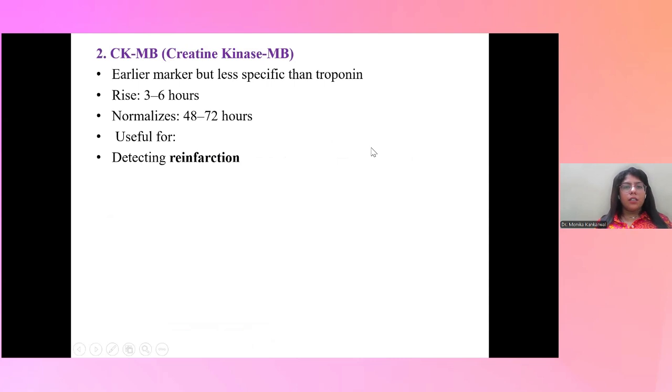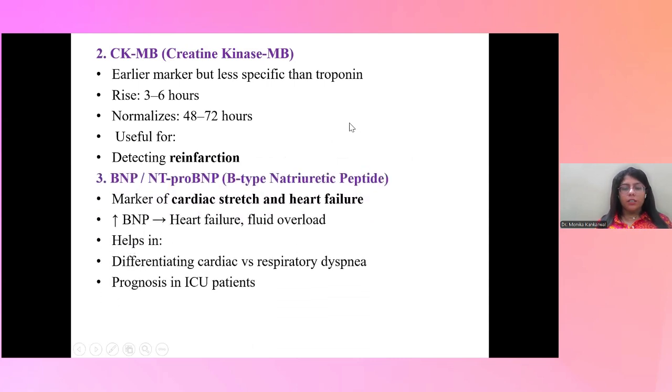Now the next marker is CKMB. CKMB again is an early marker, but it is less specific than troponin. It rises in 3 to 6 hours and normalizes in 48 to 72 hours. The main use of CKMB is detecting reinfarction. So yes, we have to look for that also. CKMB again is a heart biomarker, a marker which is released by our heart.